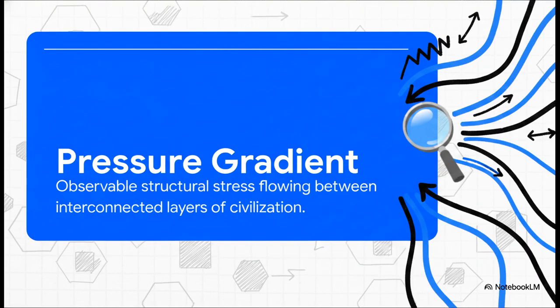And this brings us to a really critical concept. If we want to understand this operating system, we have to stop looking at isolated events and start looking for what's called a pressure gradient. A pressure gradient is basically a structural stress flowing through this interconnected system. It's a lot like water searching for a crack in a dam. When we shift our perspective to look for these flowing gradients instead of standalone events, the apparent chaos of the world suddenly makes mechanical sense.